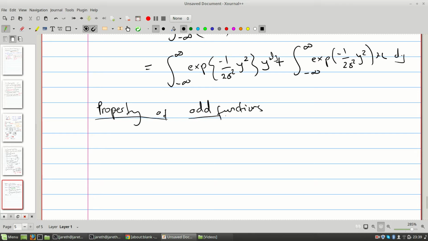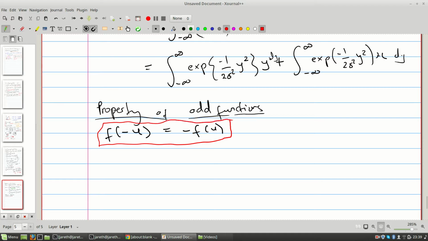One property that they're expected to have: if you take f of minus u of an odd function, this should be equal to minus f of u, right? So this is the property that we are going to make use of here in computing this integral and simplifying the work for ourselves.